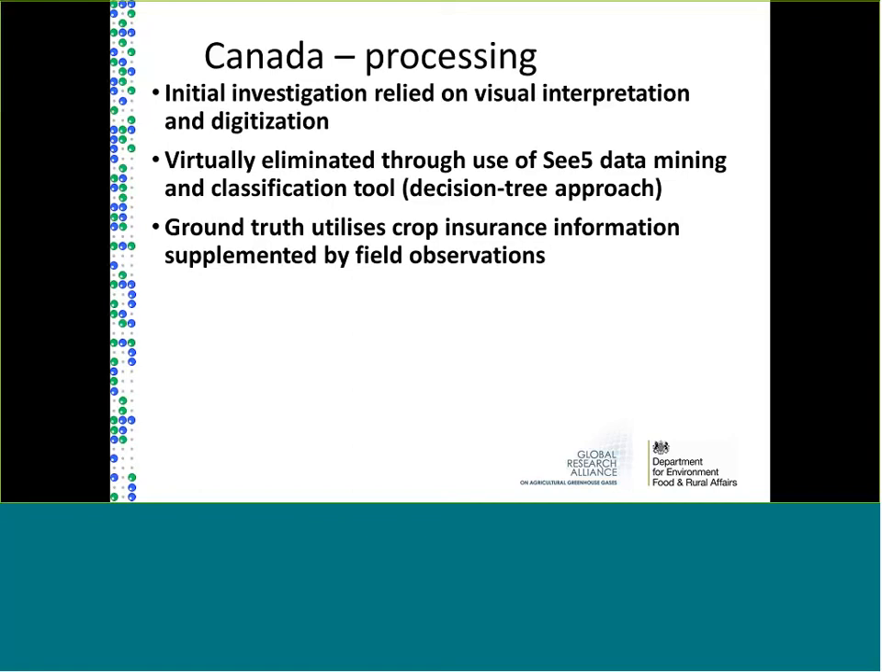Ground truthing is mainly taken from insurance information that is supplied to the inventory researchers and workers. That covers about 85% of Canadian cropland, but for the rest, there is supplementary work by field observations.